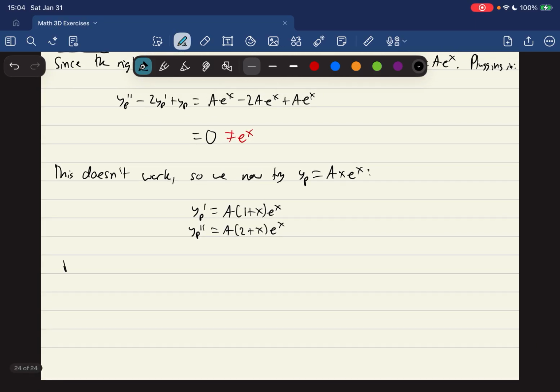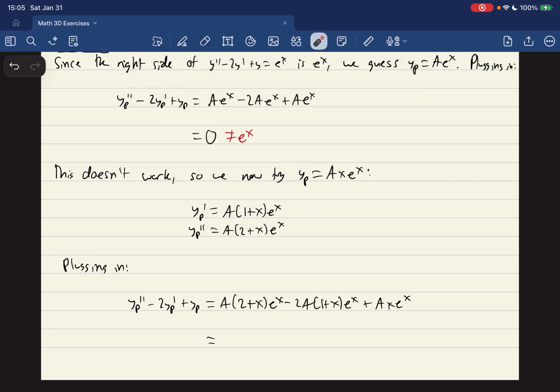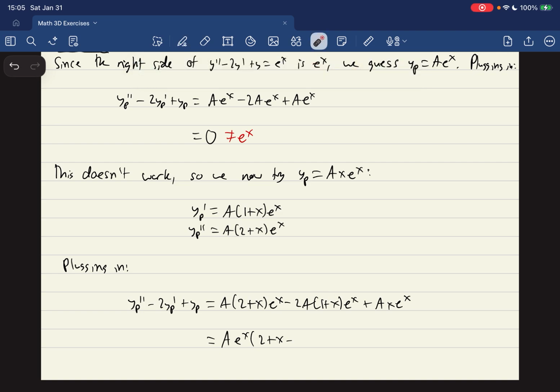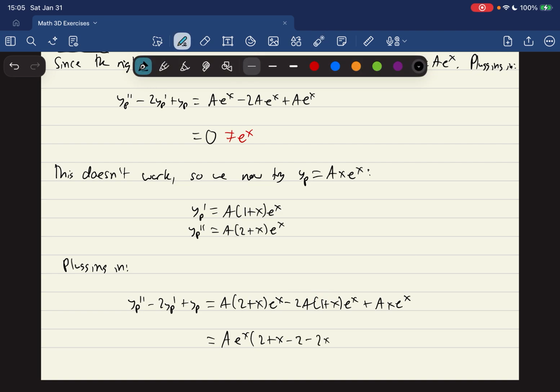And so, if we plug this in, y sub p double prime minus 2y sub p prime plus y sub p is a(2 + x)e to the x minus 2a(1 + x)e to the x plus a x e to the x. And this, if we factor out a e to the x from all the terms, will give us this 2 plus x. And then here I'm going to distribute the minus 2. So this is minus 2 minus 2x plus x.